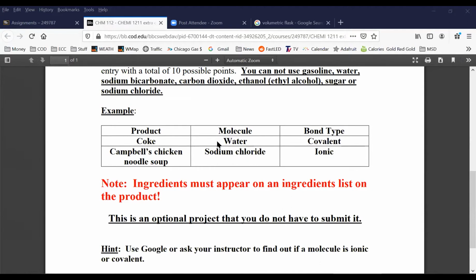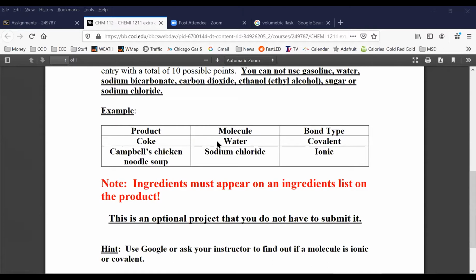Remember, water is on the do not use list for you, but I can use it as an example. And it's covalent. And if you pick up a can of Campbell's chicken noodle soup or any other variety, you'll see on the label ingredients: sodium chloride. And that's ionic. You can't use sodium chloride. That's on the do not use list.